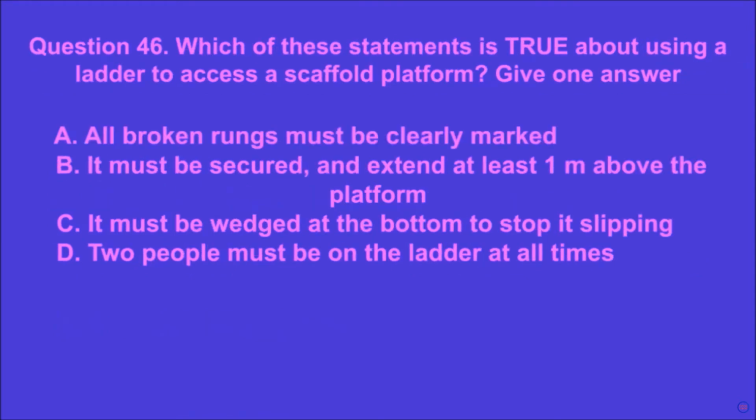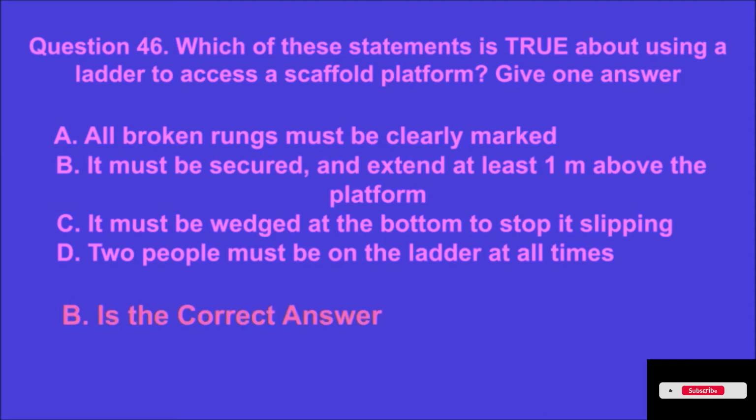Question 46. Which of these statements is true about using a ladder to access a scaffold platform? Give one answer. A. All broken rungs must be clearly marked. B. It must be secured, and extend at least 1 meter above the platform. C. It must be wedged at the bottom to stop it slipping. D. 2 people must be on the ladder at all times. B is the correct answer.